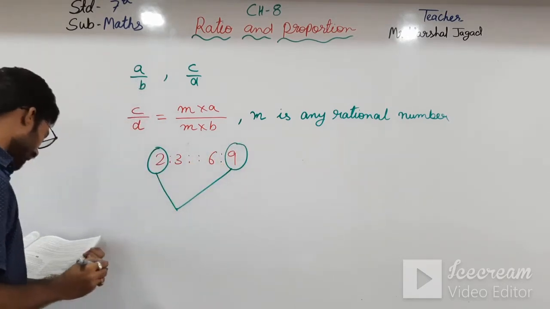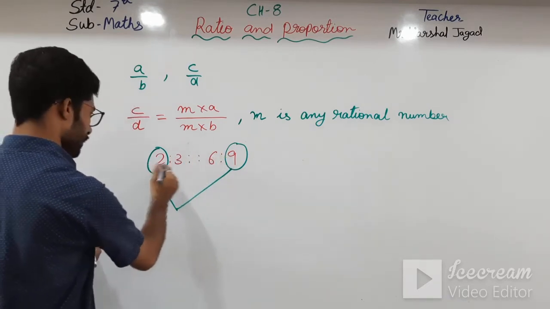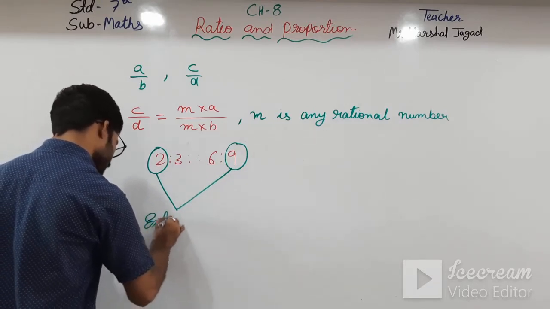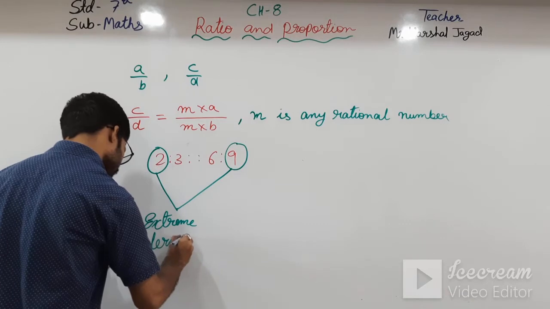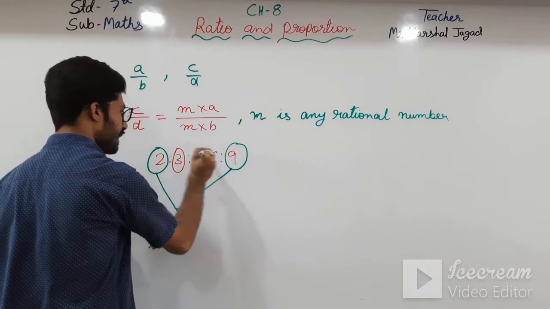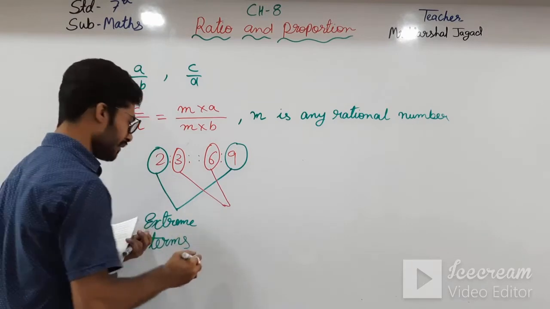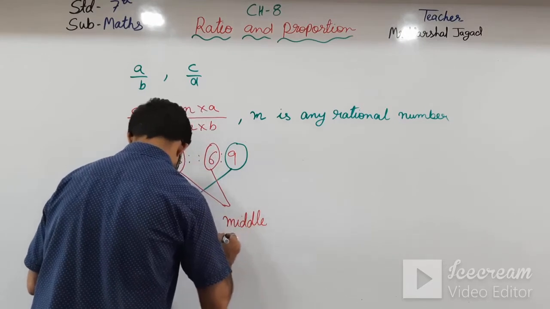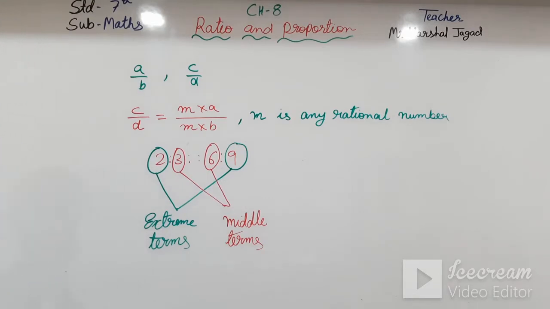are which terms? Sorry, first and fourth. That is, the first term and the fourth term are the extreme terms. And 3 and 6, that is the second and third terms, are the middle terms. Okay students, they are the middle terms.